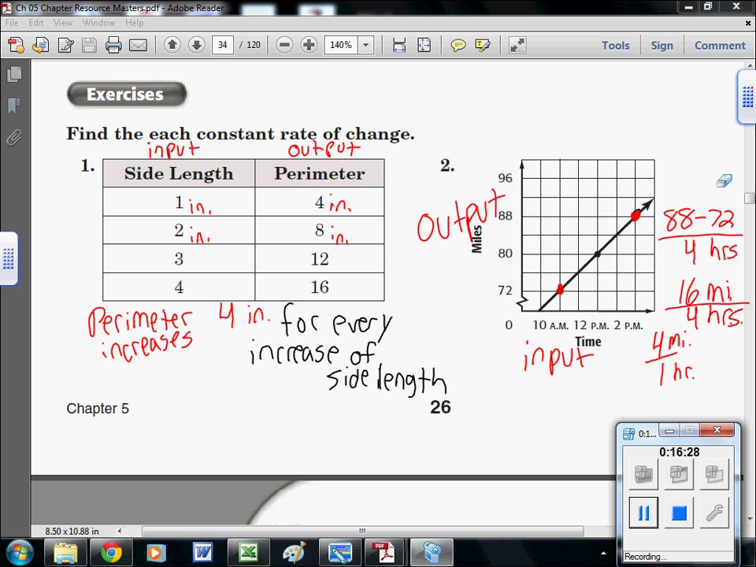So that means 4 miles in 1 hour, which means our constant rate, in this case speed, we're going to say 4 miles per hour, or 4 miles for every hour, which is mph. It's a unit of measure we're used to thinking of. It's a unit rate. Constant rate of change is very often interpreted literally as a unit rate. Let's take a look at another example.